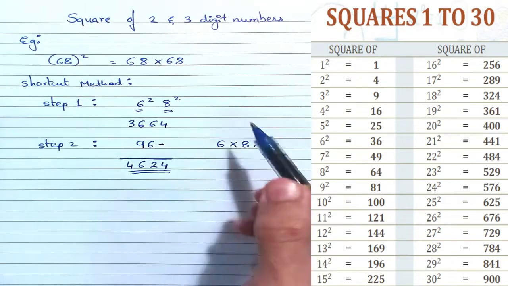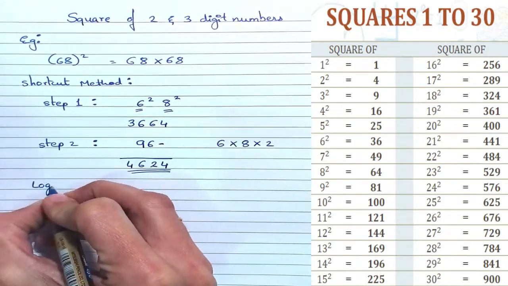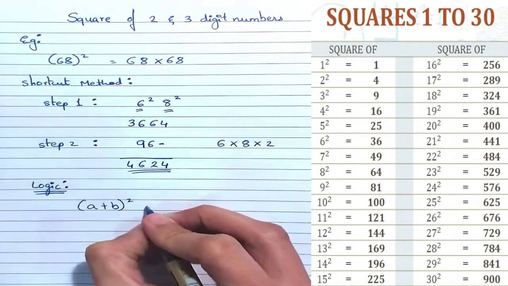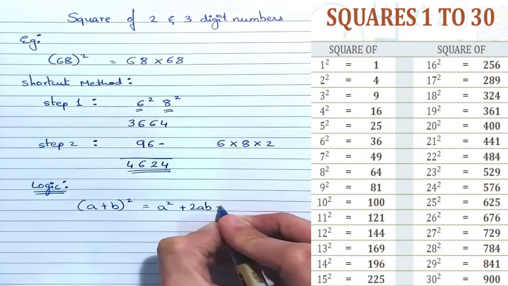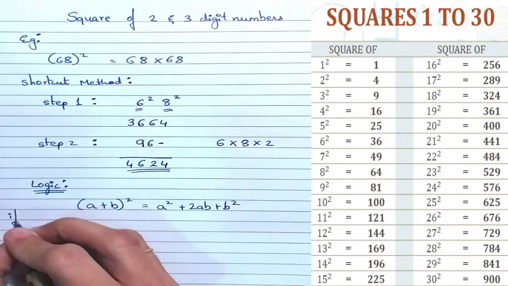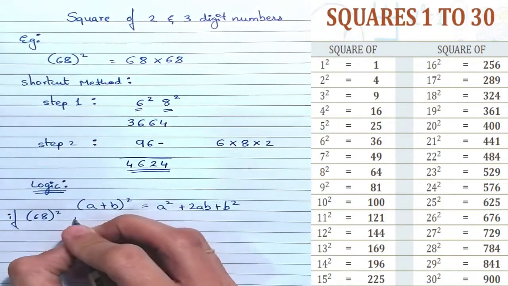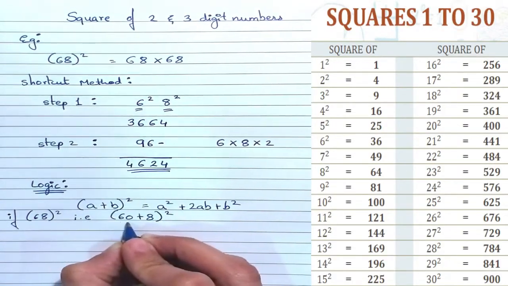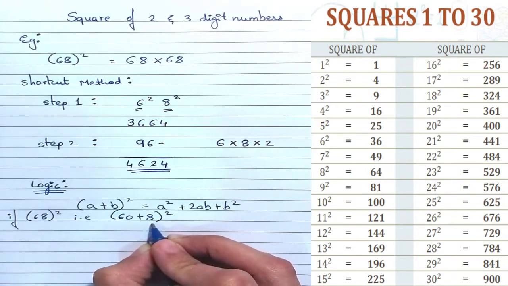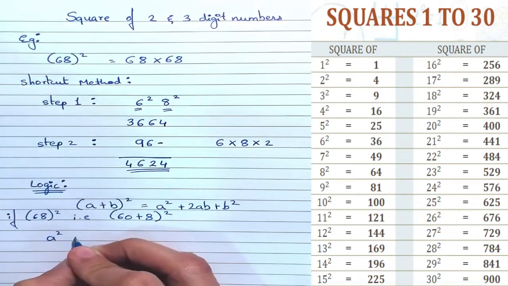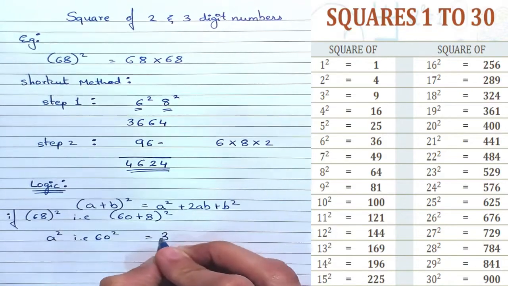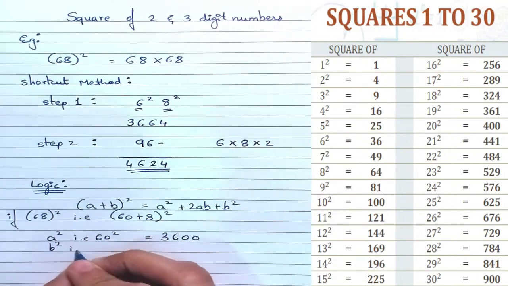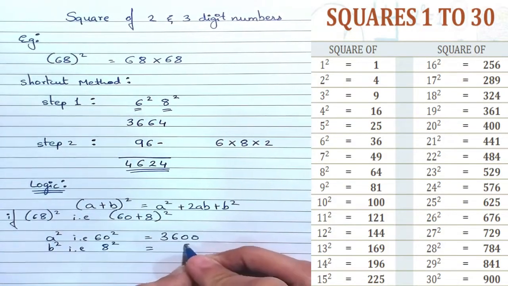Isn't it simple? Now why are we leaving one place blank? Let's look at the logic and understand. This works on the formula (a plus b) the whole square, which is a square plus 2ab plus b square. So if I want to do 68 square, it is nothing but (60 plus 8) square, right? So a square, that is 60 square, is 3600. So we wrote 36, and 8 square is 64.